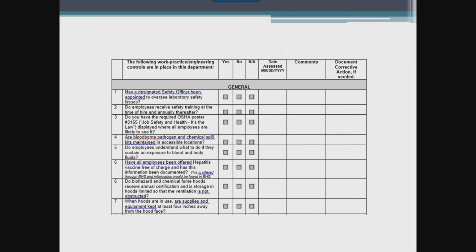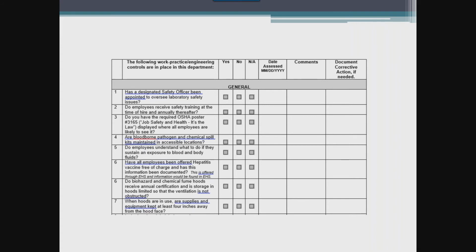And then this second slide. This document is actually quite lengthy, but this is just one section of some of the safety items that we might take a look at in terms of our chemical safety. Item number 6 talks about chemical fume hoods and whether the annual certification is there. Some of the other things are bloodborne pathogen items that we'll talk about in the next series. But this is our way of doing that assessment.